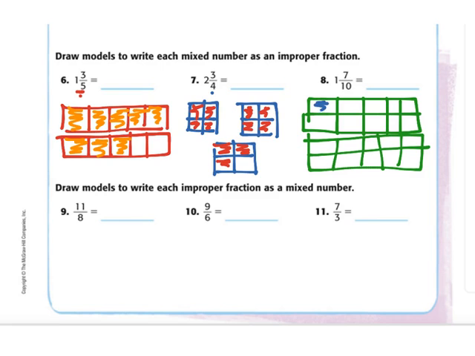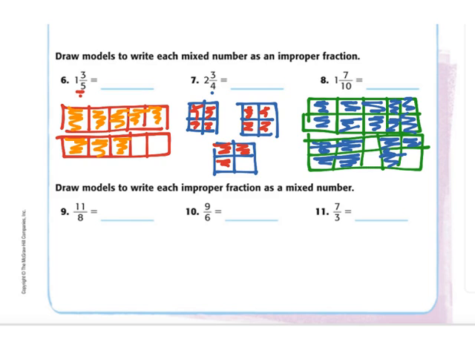Okay, so I have 1 whole, so I've got to color in all 10 of the first model. And then I have 7/10 of the second model. So 1, 2, 3, 4, 5, 6, 7. And remember, it doesn't matter which 7 you color in. Just color in 7.